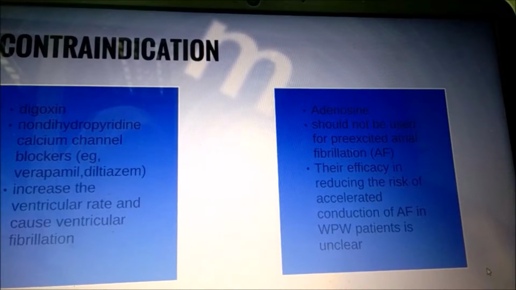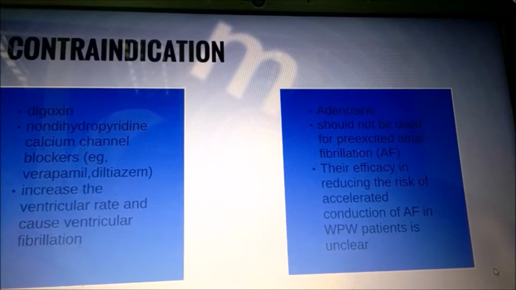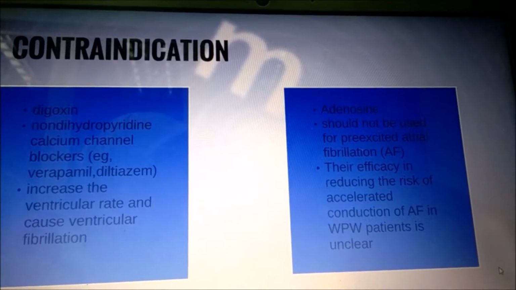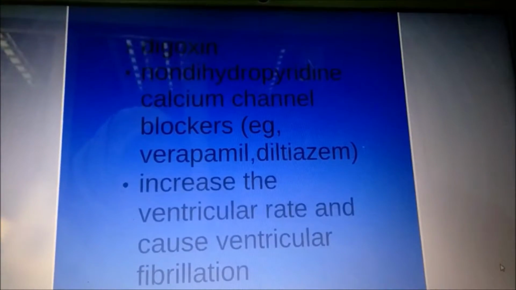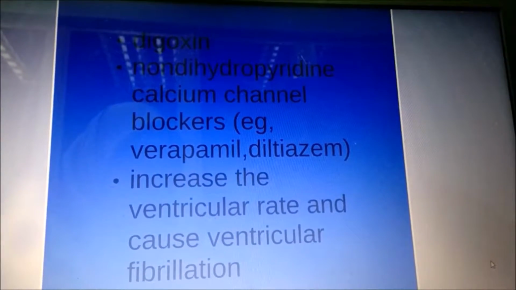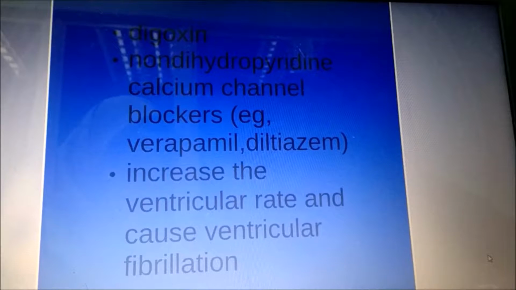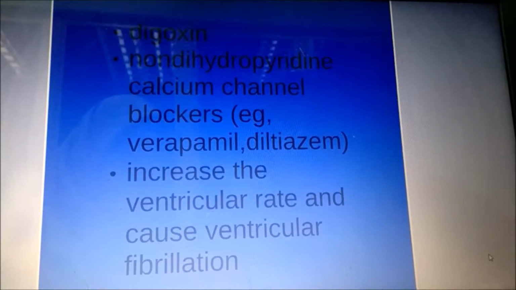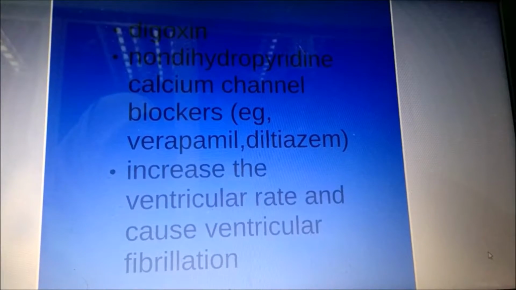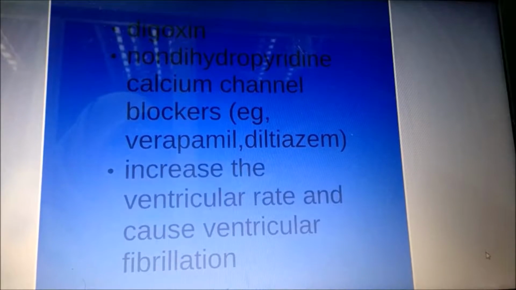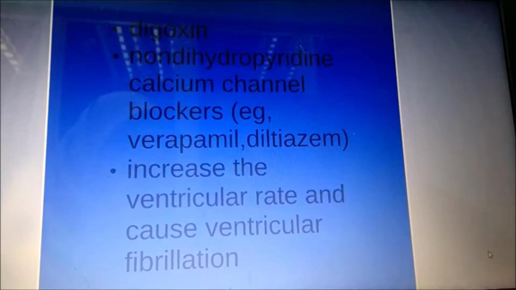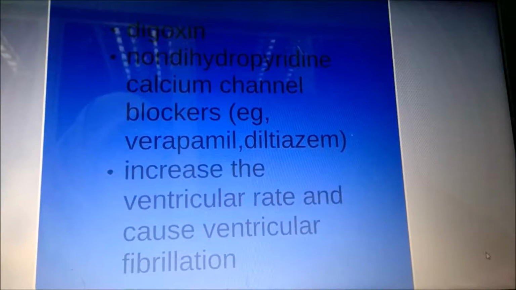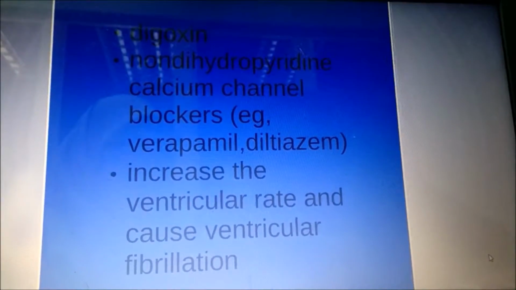Okay, the contraindication of WPW disease. When the patient is given digoxin or non-dihydropyridine calcium channel blockers, for example verapamil and diltiazem, it will increase the ventricular rate and cause ventricular fibrillation.